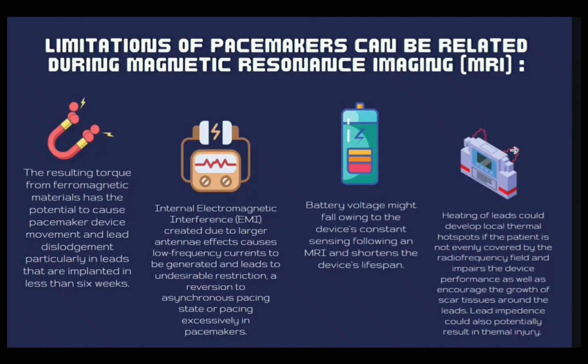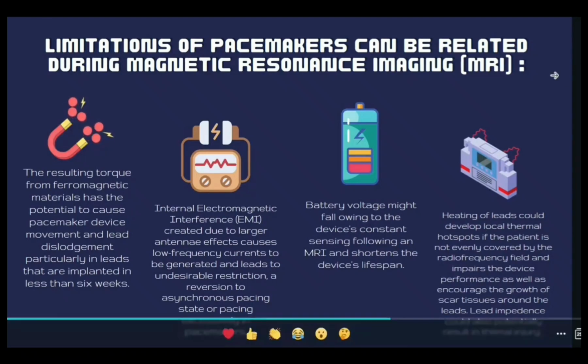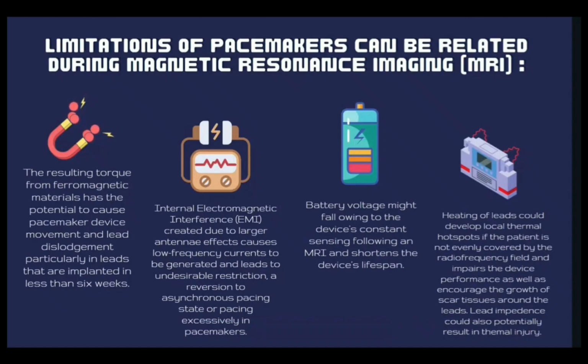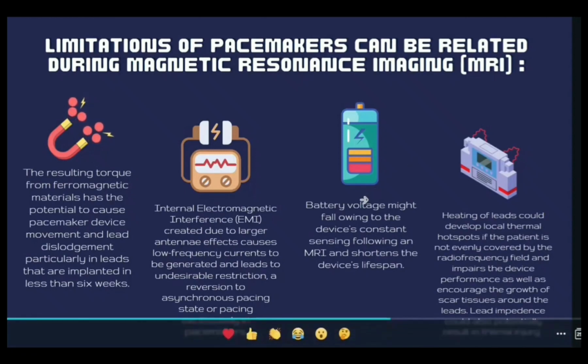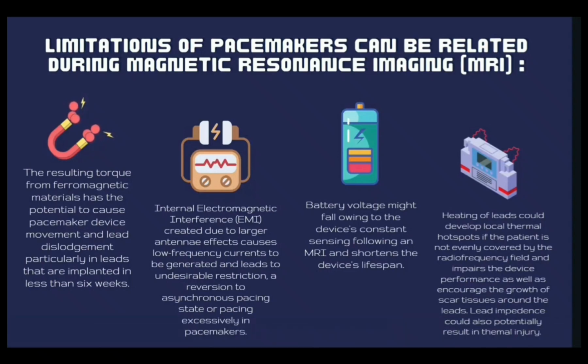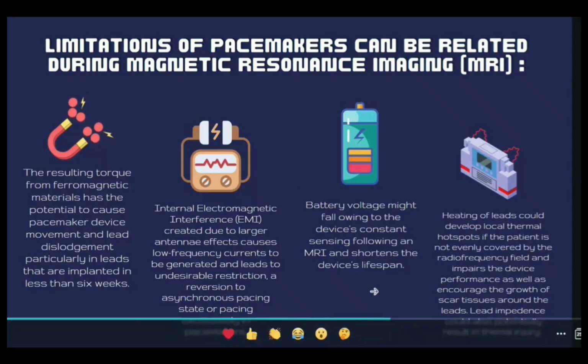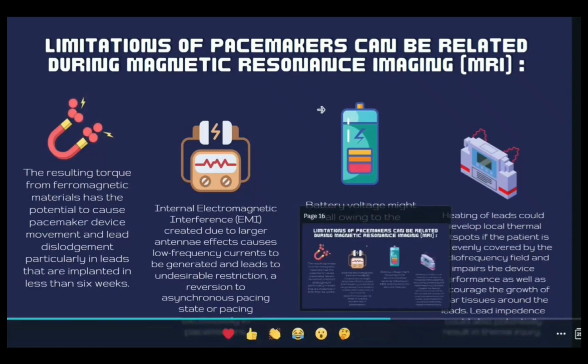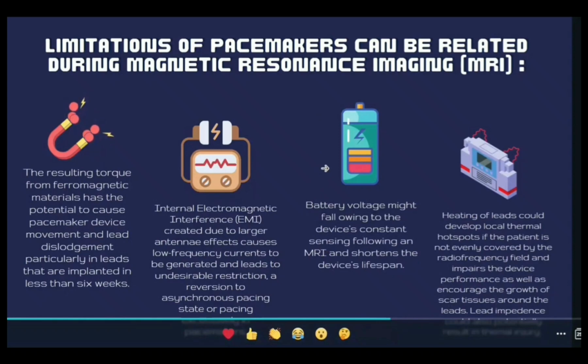Moving on, we know that pacemakers can bring limitations related to magnetic resonance imaging. We have ferromagnetic materials like cobalt, nickel, and iron that will experience a force when an electromagnetic field is quickly changing. This will result in a net torque within the MRI scanner. Internal electromagnetic interference can also be created due to larger antenna effects that cause low-frequency currents to be generated. The device lifespan can also be shortened because the battery voltage might fall owing to the device's constant sensing following an MRI.